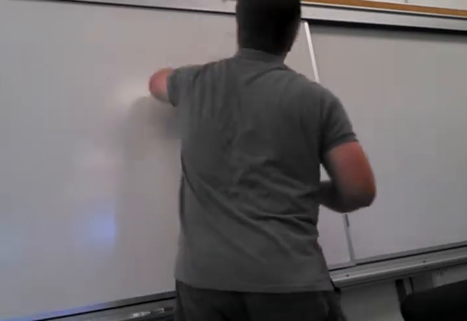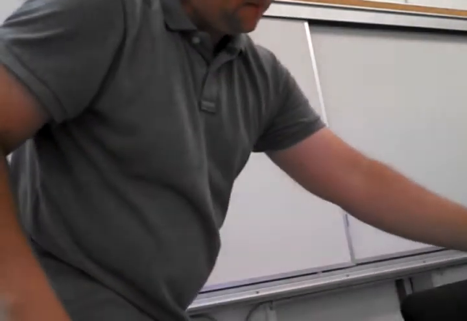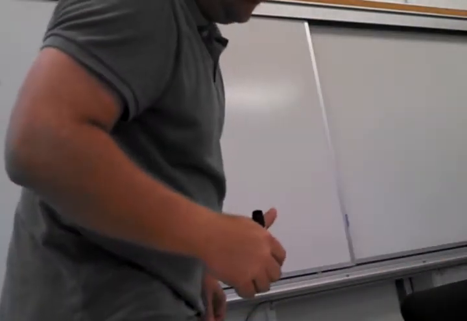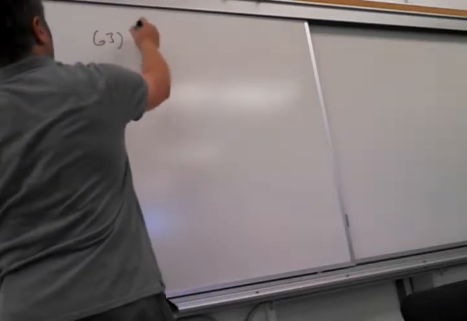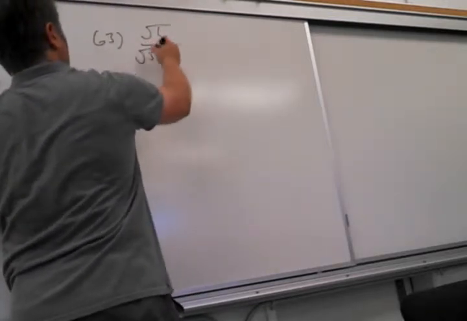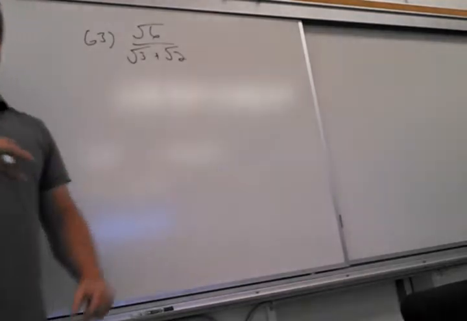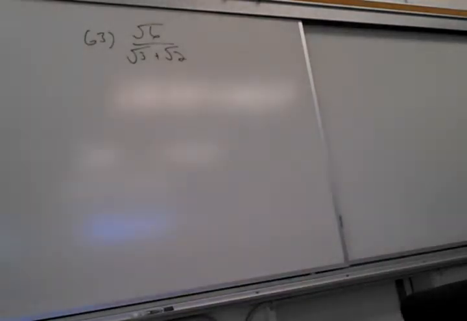63. Yeah, the square root of x over the square root of 6 over the square root of 3 plus the square root of 2. That's all right, man. Don't worry. And rationalize. Rationalize the denominator. Oh yeah, okay.